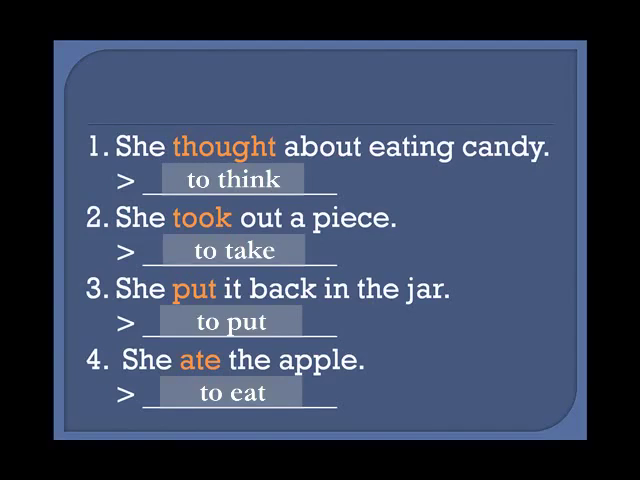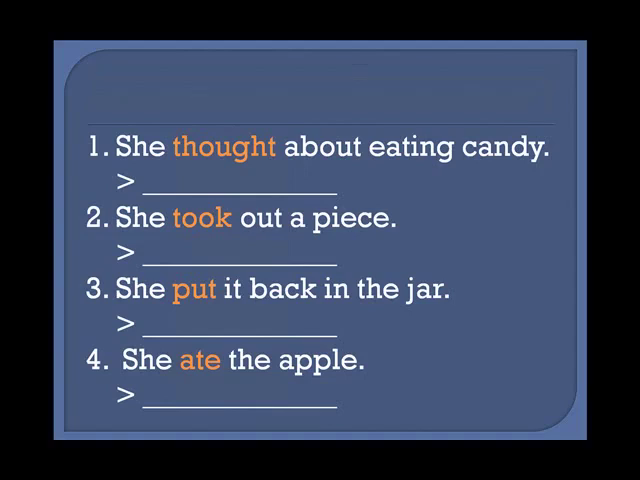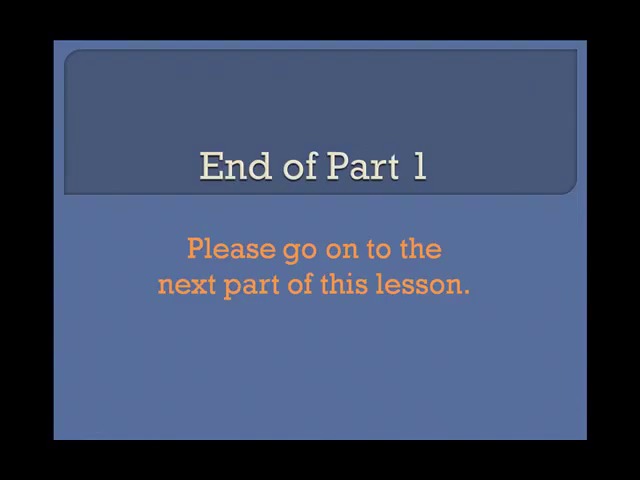Now, irregular verbs can be tricky. There are a lot to remember. Most grammar books have a list of irregular verbs in the back. You can also look online. Just do a search using the keywords irregular verbs in English. End of Part 1. Please go on to the next part of this lesson.